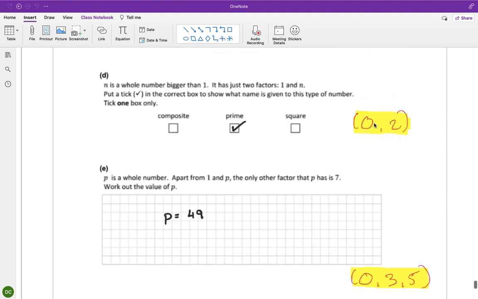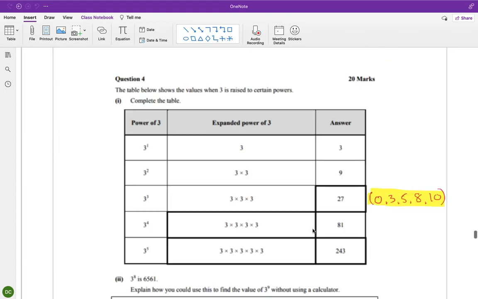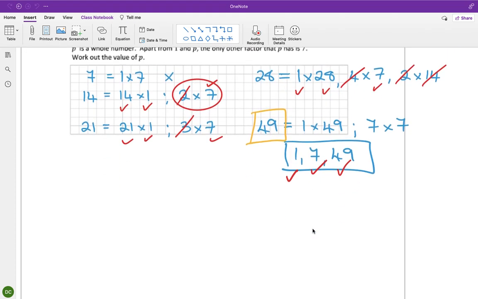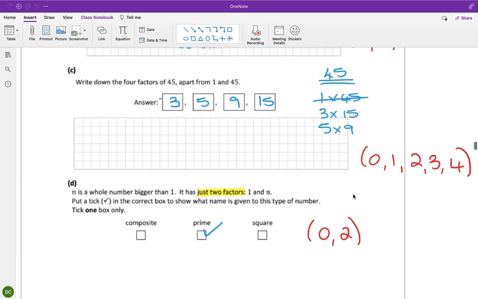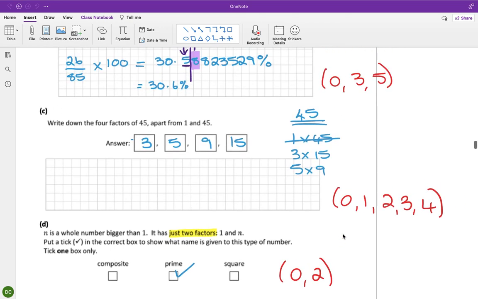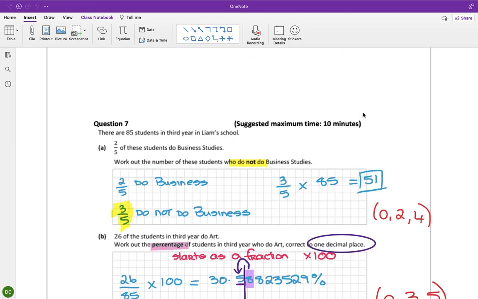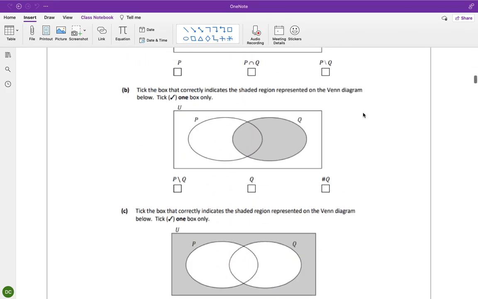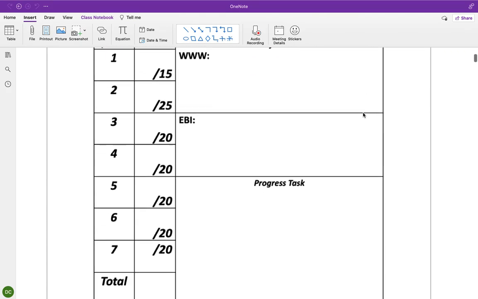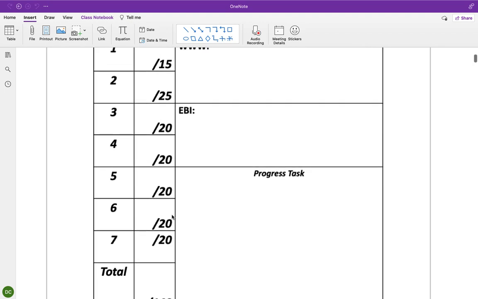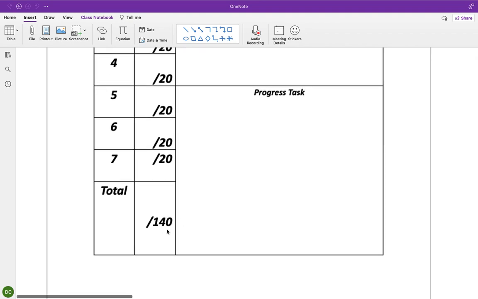Yeah, so this one was hit and miss, 0 and 2. And then this one is 0, 3, 5 again, same as the previous 5 marker. So that is 0, 3, 5. Okay, so that's 5, 6, 7. 7 and 4 is 11, and 11 and 9 is 20. And question 7 was worth 20. So, here we are. So 20, 40, 60, 80, 100, 125, 140. So yeah, the total is fine.